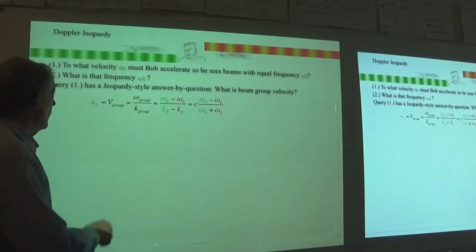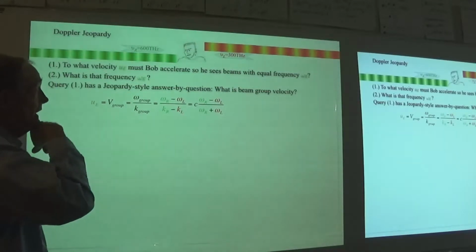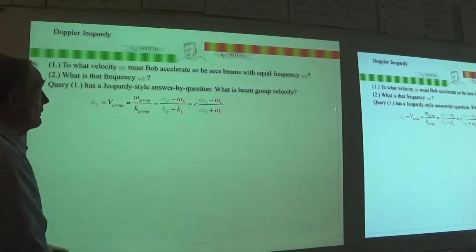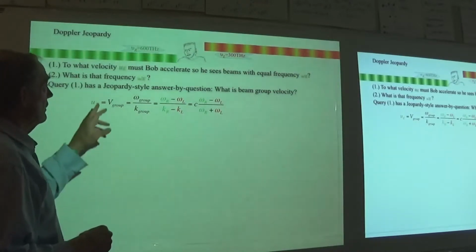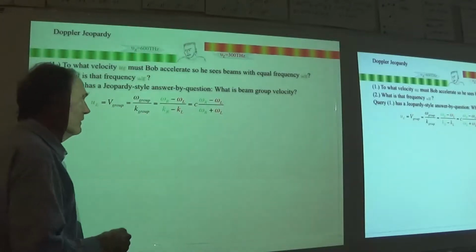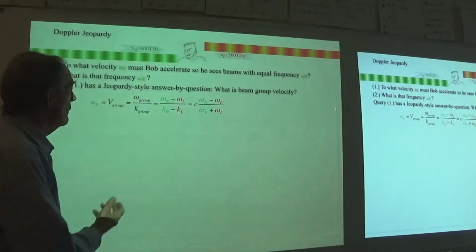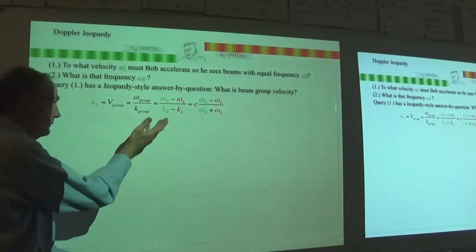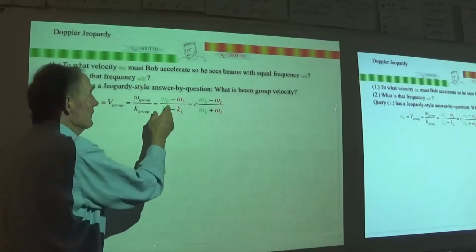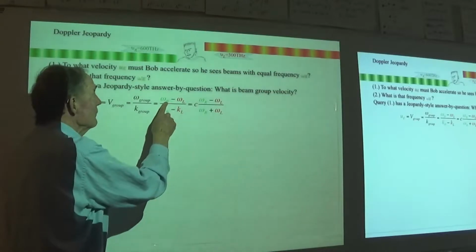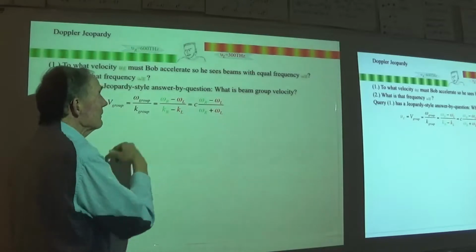Okay? So, the second question, what is that frequency that he will see when he gets to home base for this double beam? Okay? Everyone has a Jeopardy-style answer by question. And the question is, what is the beam group velocity? It's omega group over k group. That's the way we wrote it down. It's just the slope in the graph there. And so what I'm going to do is I'm going to have the group difference right here. I'm going to have the k difference down here.